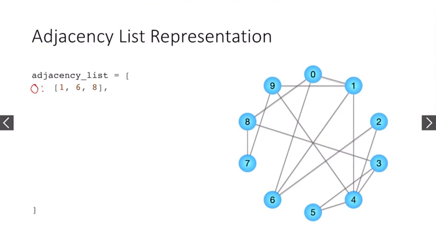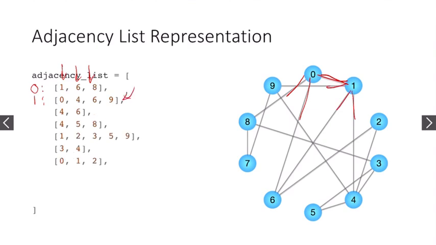So if you notice, vertex 0 is connected to 1, 6, and 8. So I have 1, 6, and 8 here. It tells us to which vertices we are connected. Next I have vertex 1, and that's connected to vertex 0, 4, 6, and 9. So that's what appears in this row. An adjacency list basically just doesn't include the zeros from the adjacency matrix representation.